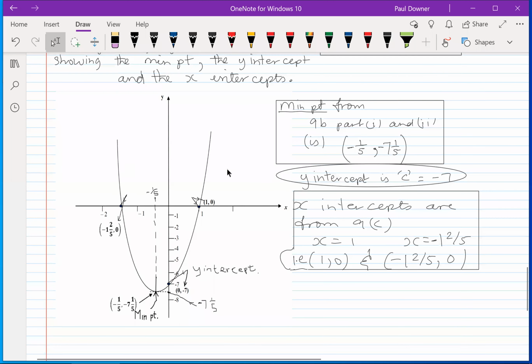So this sketch that we have here is the sketch that they wanted, which is showing everything. It's showing a minimum point. It gives you the values of the x and the y coordinates of the minimum point. It shows you the x-intercepts, which is where it cuts the x-axis.